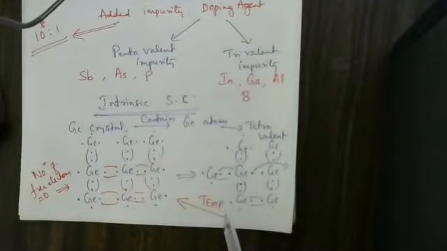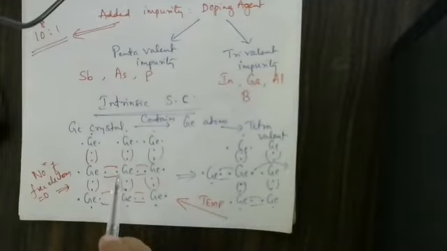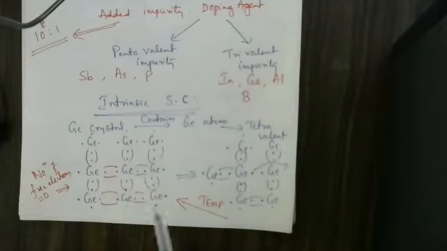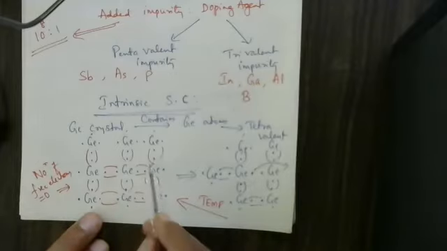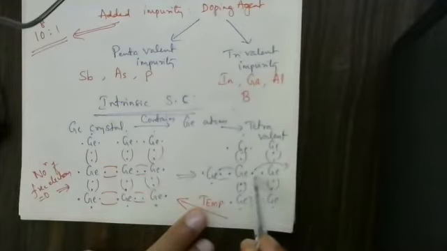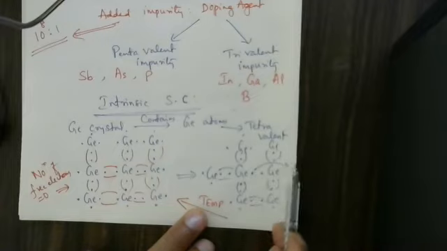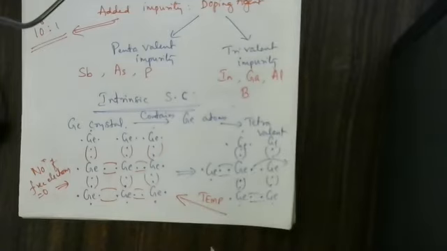Because of this temperature, this germanium or silicon containing 4 valence electrons, all the 4 valence electrons are involved in covalent bonds. Due to this temperature, some of the covalent bonds are breaking up. If 1 or 2 covalent bonds break up, then free electrons are available. That electron is moving from one atom to another atom. This free electron starts to move.